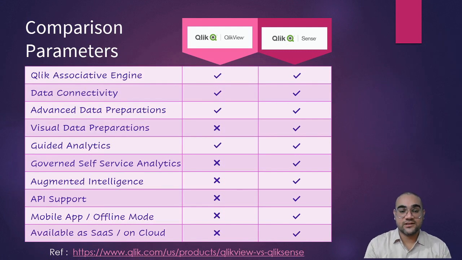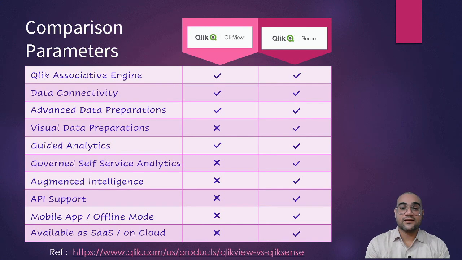The last feature is cloud support. ClickSense has SaaS offering where you don't have to worry about managing the entire infrastructure. You can quickly get started with ClickSense. You can also install ClickSense on your private cloud using ClickSense for Kubernetes version.